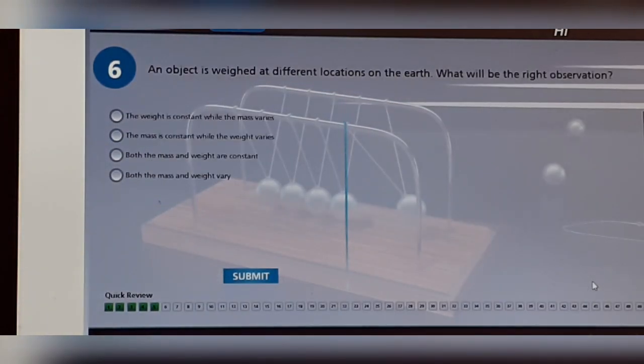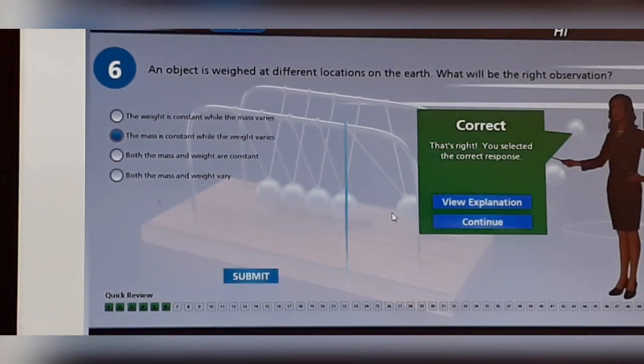Let's take question 6. An object is weighed at different locations on the earth. What will be the right observation? The answer is the mass is constant while the weight varies, which is B. Now, I want you to understand that mass is a measure of quantity of matter contained in a body and is constant everywhere, while the weight is dependent on the force of gravity. Hence, it varies from place to place.